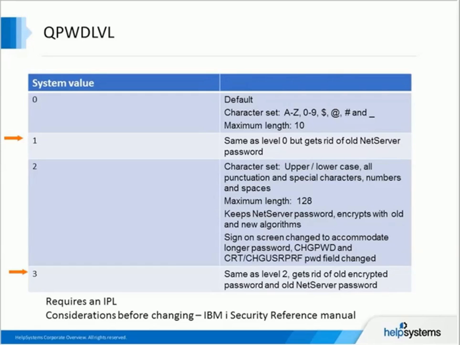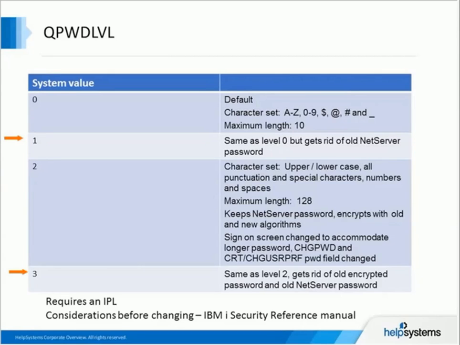It is very safe to go to password level 1. Password level 1 will get rid of that very weakly encrypted version of the password, and so that will no longer be an exposure for you. So again, the criteria is if you are no longer using Windows 95, 98, ME, or Windows 2000 Server, it is safe to go to password level 1. It does require an IPL to take effect.